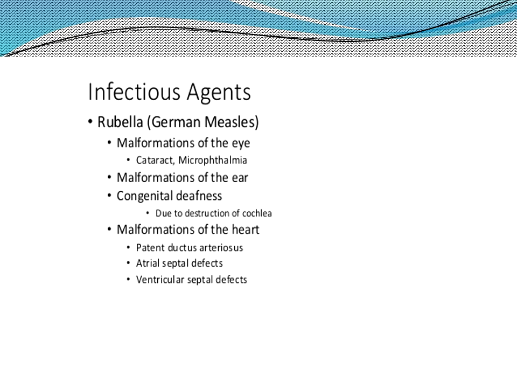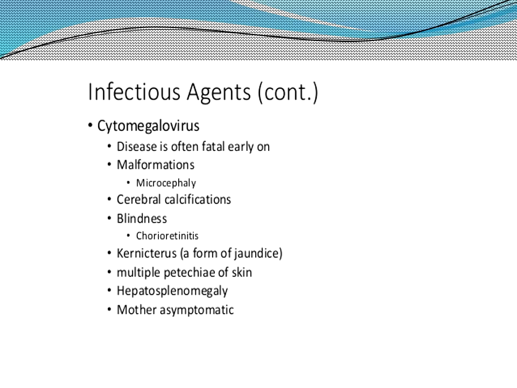If a pregnant lady contracts rubella during her pregnancy, the baby can have malformation of the eye, cataract, microphthalmia, malformation of the ear, congenital deafness, malformation of heart, such as patent ductus arteriosus, atrial septal defects, ventricular septal defects. Cytomegalovirus can cause cerebral calcifications, blindness due to chorioretinitis, cognitive hepatosplenomegaly.